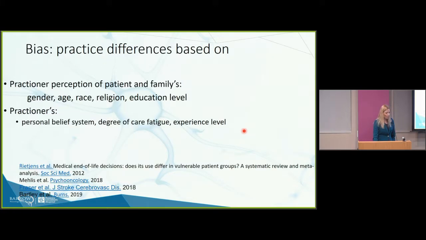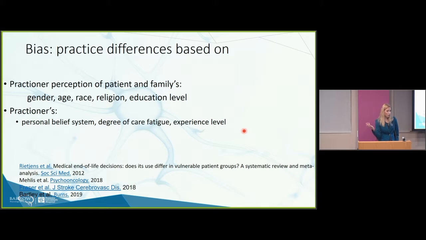Let me just touch back on what I mean by bias. Bias in practice is when we look at differences based on the practitioner's perception of what the patient or the families would want based on their gender, age, race, religion, education level, or even biases of the practitioner's personal belief system, degree of care fatigue, and experience level influencing the patient's outcome. And in fact, there's published evidence that our biases actually affect the outcome of our patients.